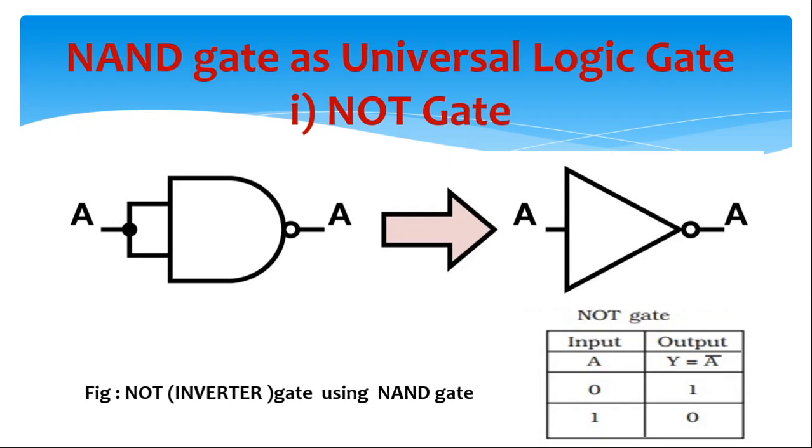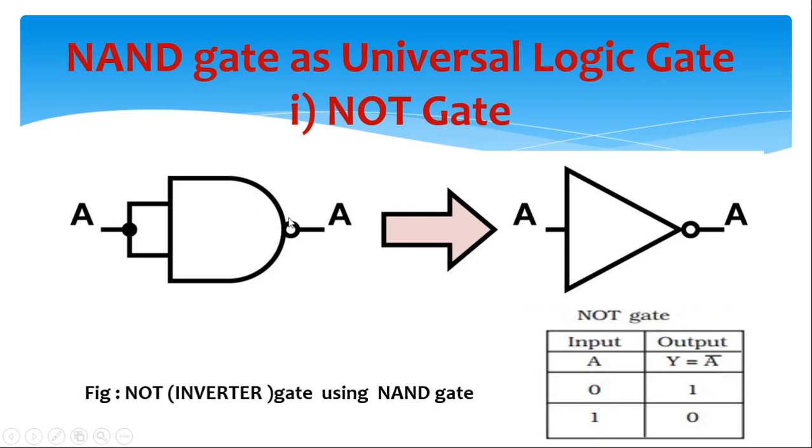NAND gate as a universal logic gate. Let us now study how NAND gate can be used as a universal logic gate. Let us now discuss the NOT gate using only NAND gate. A NAND gate can be used to construct NOT gate by connecting all its inputs together and applying input to a common input terminal, that is A.